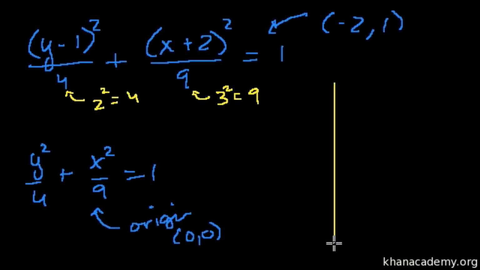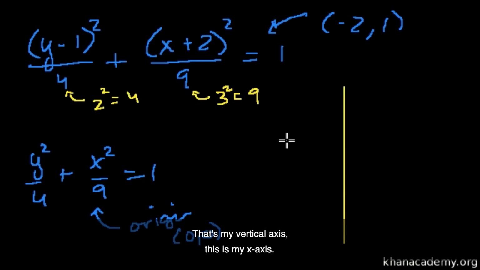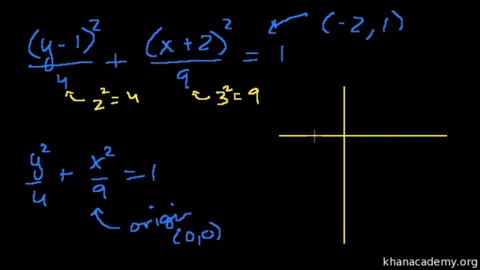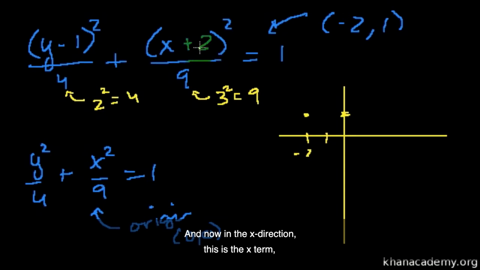Let me draw it like this. That's my vertical axis. This is my x-axis. And so my center is now at minus 2, 1. So 1, 2. That's minus 2. And I go up 1. So it's up 1. That's the center of my ellipse. And now in the x direction, this is the x term, my x radius is 3. So the ellipse will go 3 in that direction. This is its widest point, 3 in that direction.